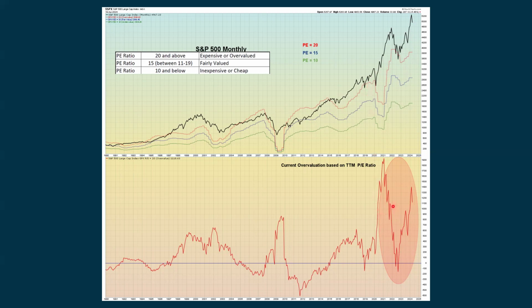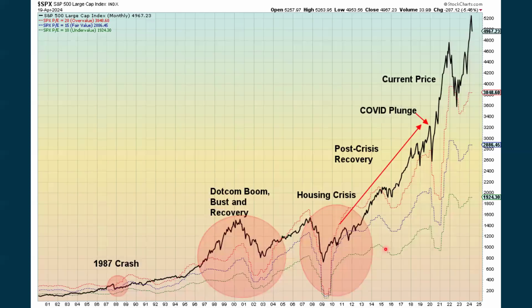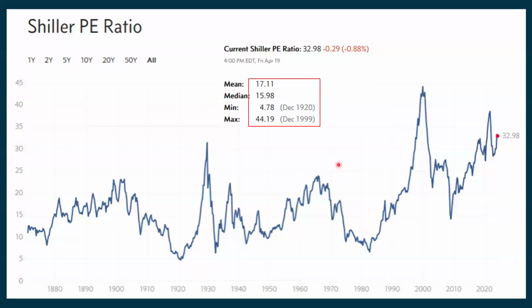Down below, I have a little easier to see chart where it's the difference between the S&P and the PE ratio of 20. When we're above zero, that means that we're expensive. And even though we're pulling back, we're still well above that 20 level. Here's another look, giving you some perspective with some historical events that have occurred over the years and what the different valuations were at that time.